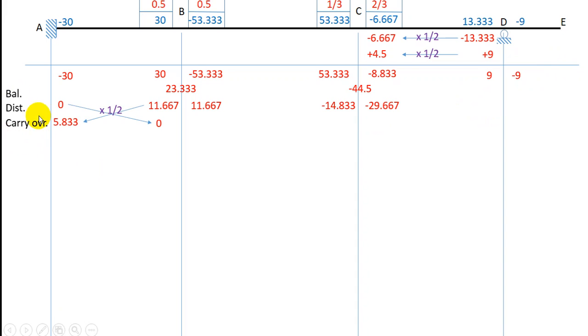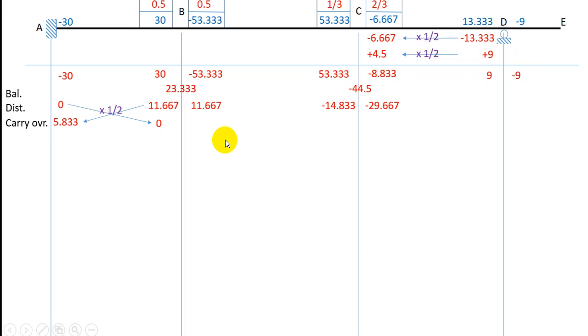Next step of iteration is carryover. Carryover is the same thing as you did here. You just have to carry it over. 0 becomes 0. While carrying it over, you have to multiply it by half. So 11.667 becomes 5.833, half of it.